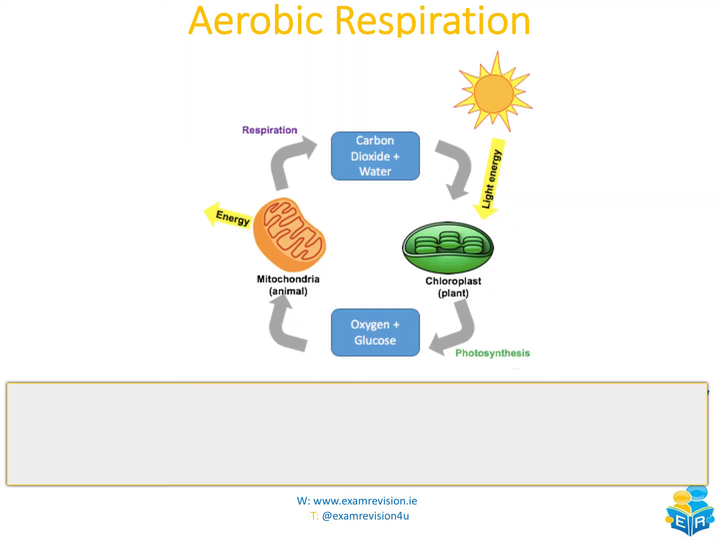Now, similar to photosynthesis, we need to know a word equation and a chemical equation for respiration as well. And we can see here that we require oxygen and glucose. And from that, we're going to produce carbon dioxide, some water, and the reason we undergo respiration is so we can release the energy from food as well. Okay, so glucose and oxygen goes to carbon dioxide, water, and energy.